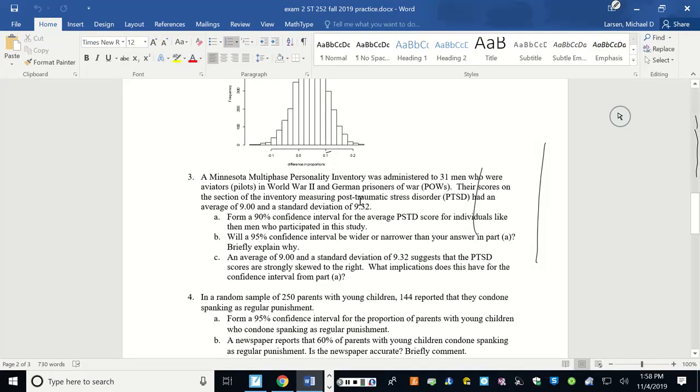So number 3 here: the Minnesota Multiphasic Personality Inventory was administered to 31 men who were aviators in World War II and German prisoners of war. Their scores on this section measuring post-traumatic stress disorder had an average of 9 and a standard deviation of 9.32. Form a 95% confidence interval. Will the 95% interval be wider or narrower than your answer in A? And then the distribution is likely skewed, because if they're all positive, to get that standard deviation, you've got to have some outliers, right?